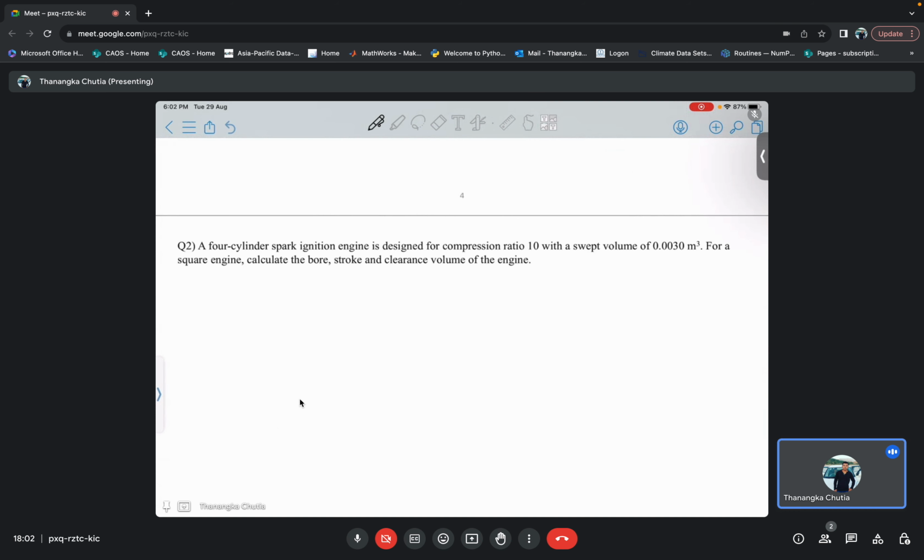A 4-cylinder spark ignition engine is designed for a compression ratio of 10 with a swept volume of 0.0030 meter cube. For a square engine, calculate the bore, stroke, and the clearance volume of the engine.